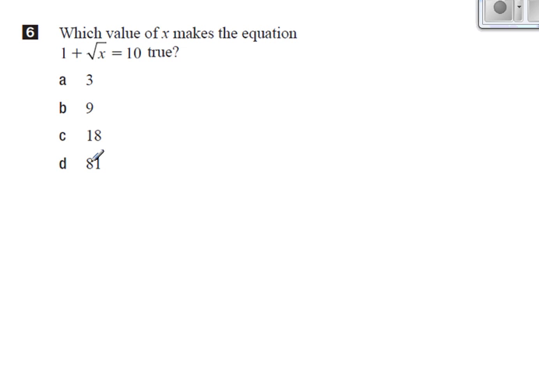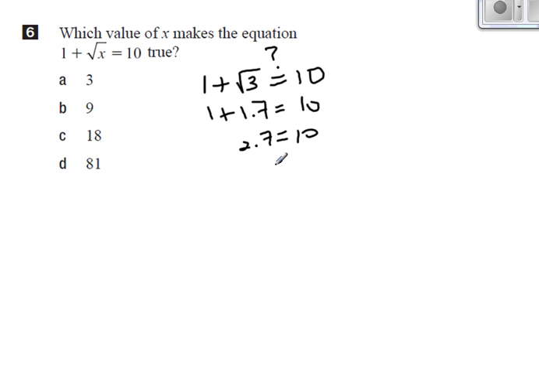Question 6. Which value of x makes this equation true? So here's what we discussed doing in class, and I'm going to show you this again, and then I'll show you another method. So I'm going to take value A, sub it into the equation, and see if this is a true statement. So I'm going to use my calculator. Is 1 plus the square root of 3 equal to 10? So when I type in 1 plus the square root of 3, I get 1 plus 1.7 something. So 2.7, is that equal to 10? No, that's definitely not equal to 10. So then I know the answer is not A.